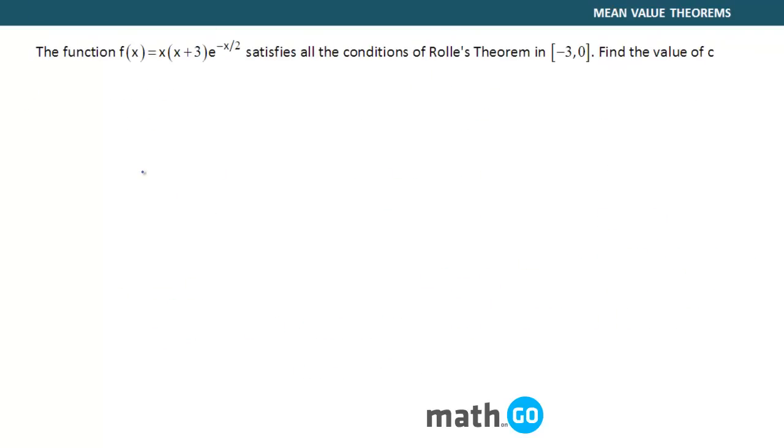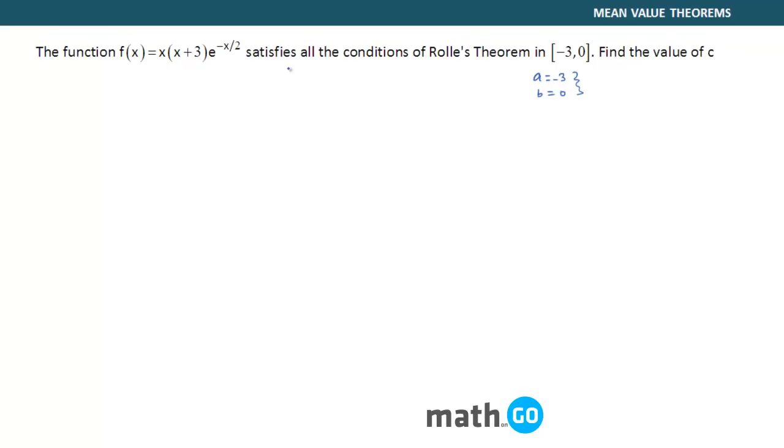Okay, now let's take a basic question on Rolle's theorem first of all. This is the function which is given, and it satisfies all the conditions of Rolle's theorem in -3 to 0. So here I can say that a is -3 and b is equal to 0. You need to find that value of c which will satisfy the Rolle's theorem condition.